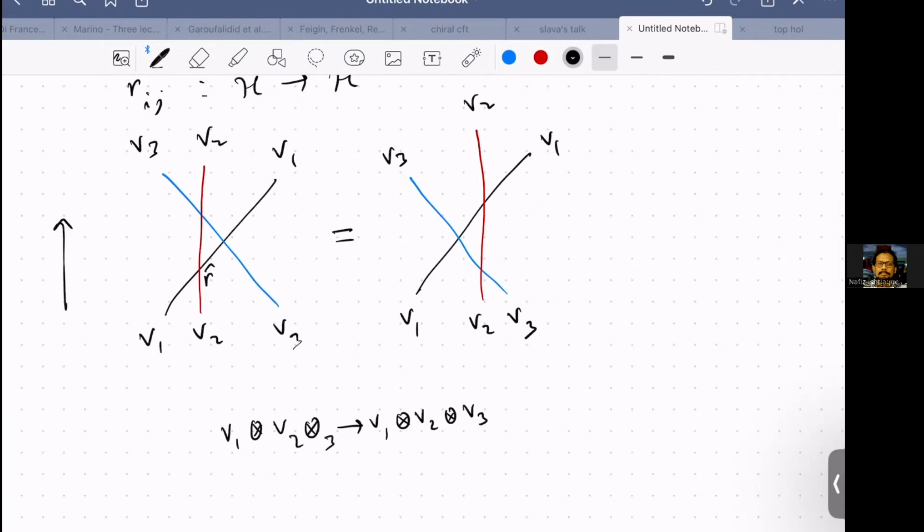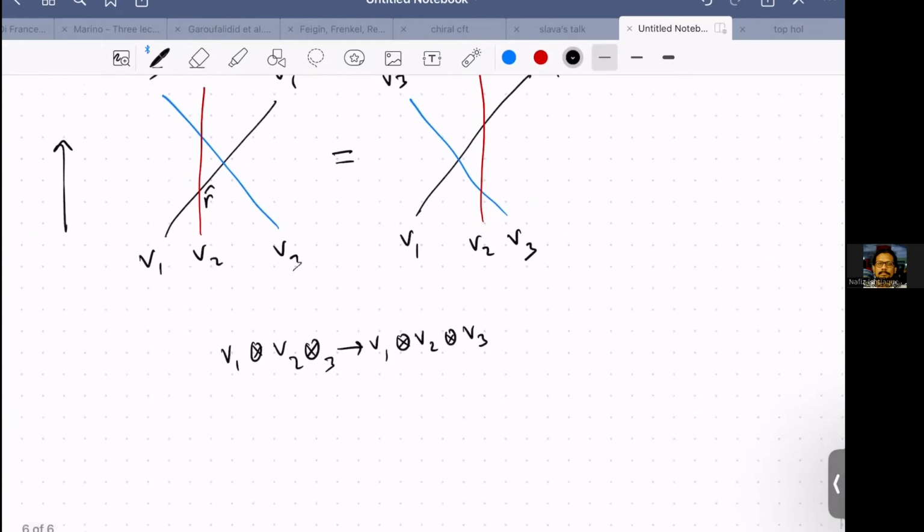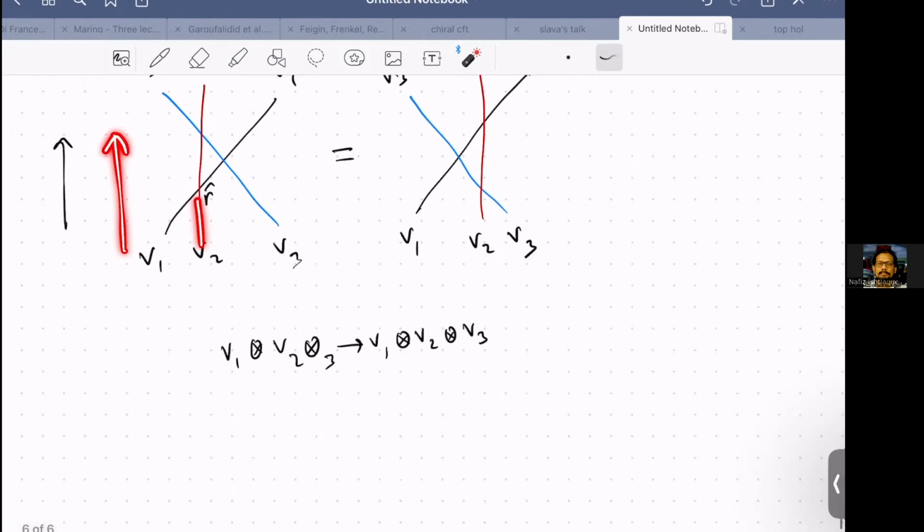Now, if you write down these maps in terms of the R matrices, they look kind of weird. For example, if you look from here to here, first you have some R matrix that acts on V1 and V2, right? So you have R12 that acts on 1, 2. Then you have an R matrix that acts on 1 and 3. So you have R13.